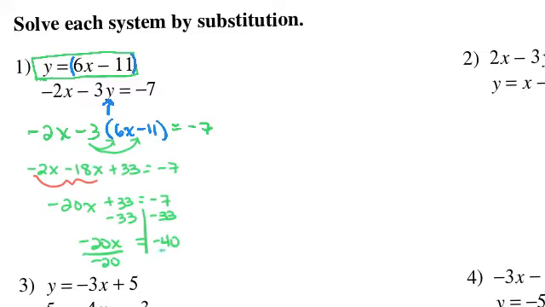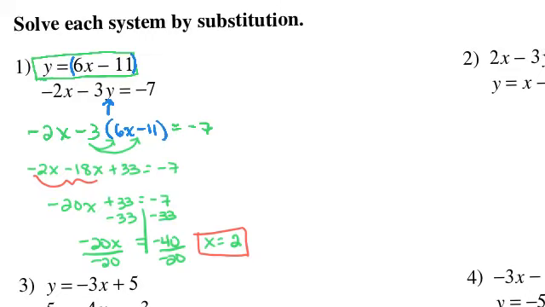Divide by negative 20. x is equal to positive 2. Negative divided by negative is a positive. 40 divided by 20 is 2. So this helps me find my x coordinate. However, we need the y coordinate.